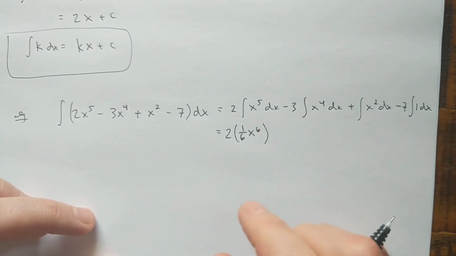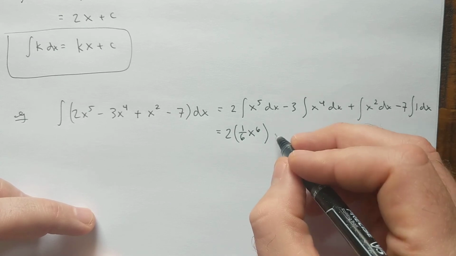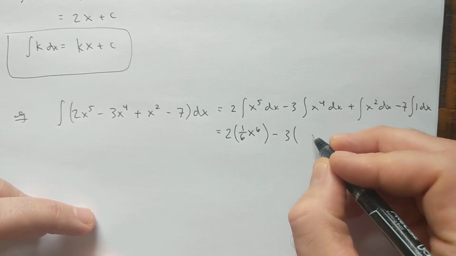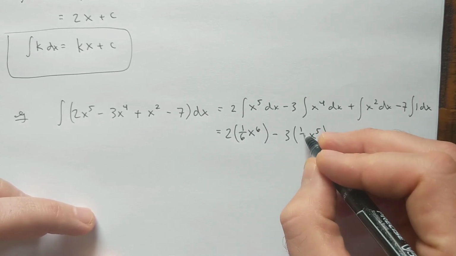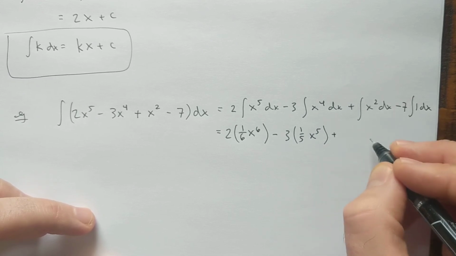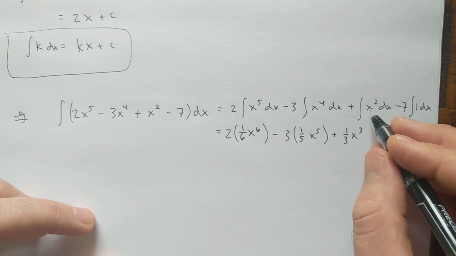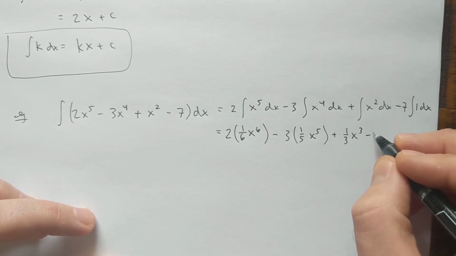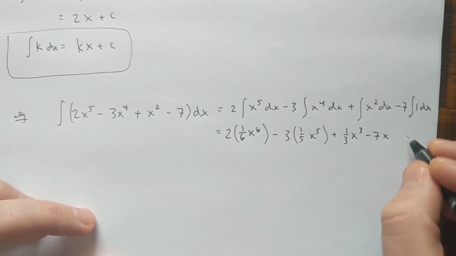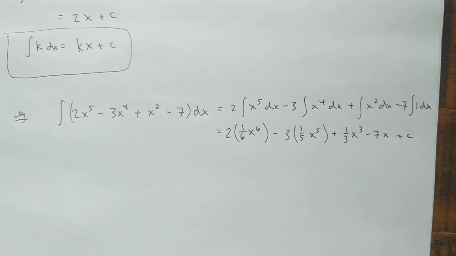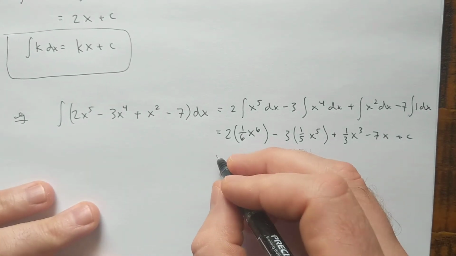So add 1 to 5, you get x to the 6th, 1/6, right? And then we have the 3 out here. We go x to the 5th with 1/5. You know, this is just 1/3 x cubed. This is straight up power rule, no constant multiple. And then I have minus 7, and then the integral of that is x. And I'll put my plus c for everything all at the end and simplify this.